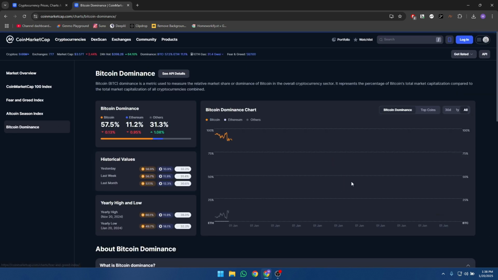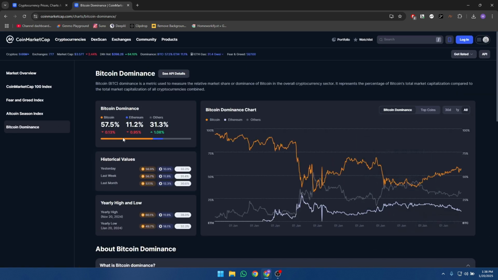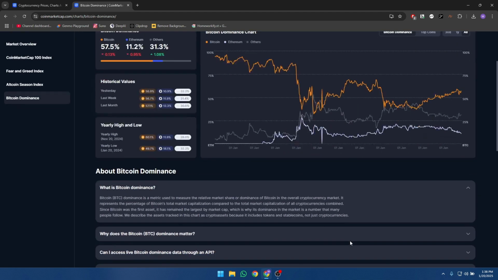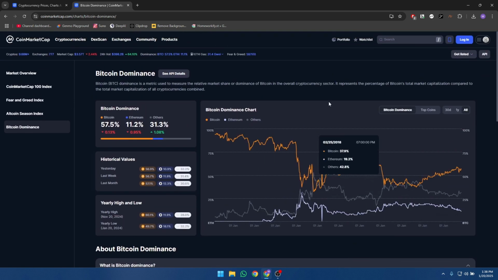And Bitcoin dominance, finally, you could see the Bitcoin dominance chart over here and all the historical values. Long story short, if you don't know Bitcoin dominance, I would just say Bitcoin dominance needs to go down in order for the altcoins to pump, because that's where most of us make the money.